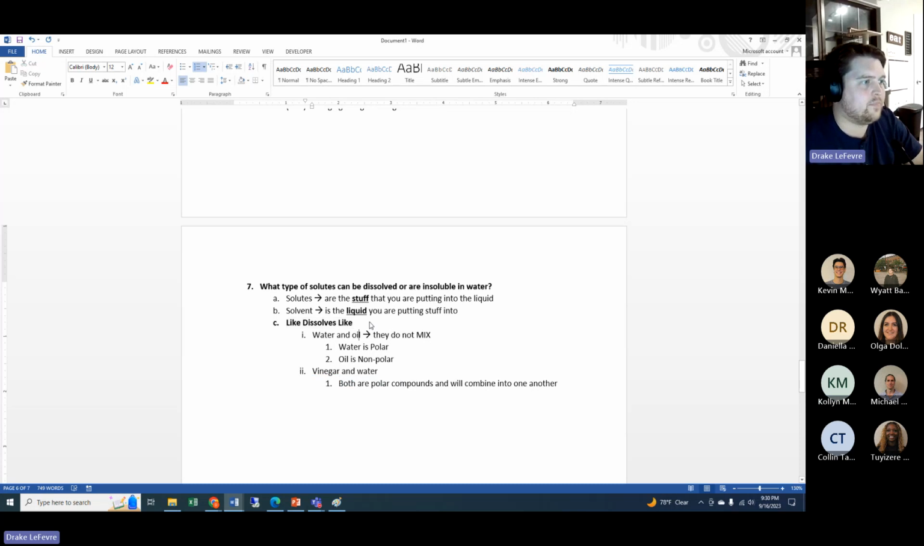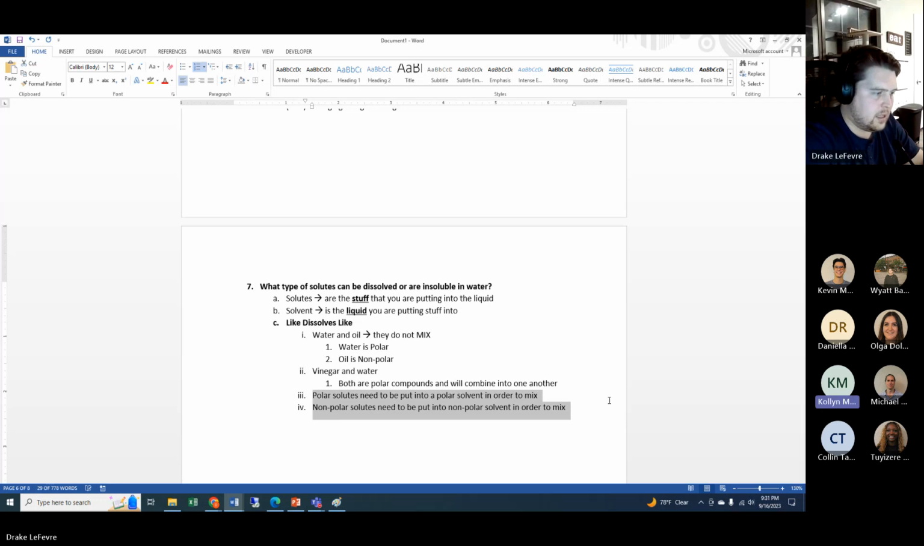Yes. Okay. So to put it in more descriptive terms, polar solutes need to be put into a polar solvent in order to mix. Non-polar solutes need to be put into a non-polar solvent in order to mix. That's the big main idea with that.